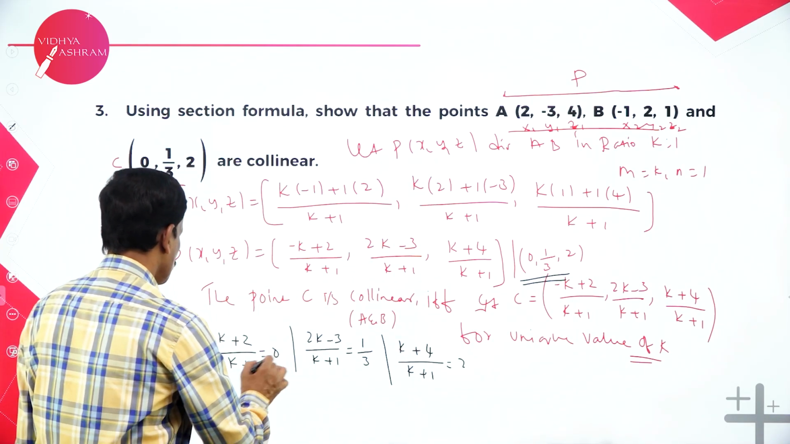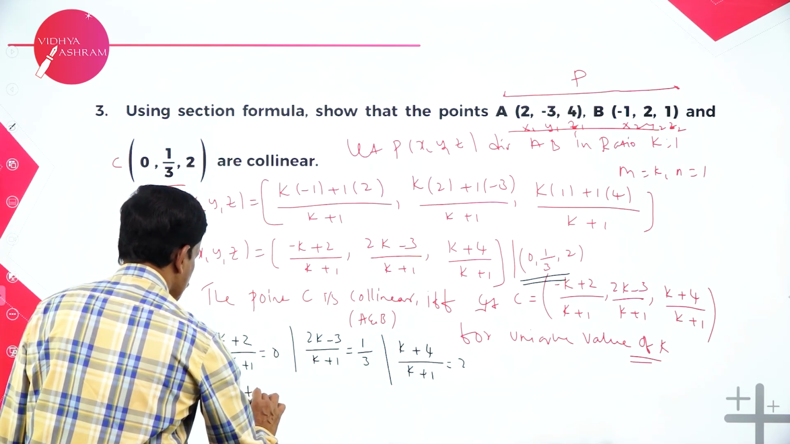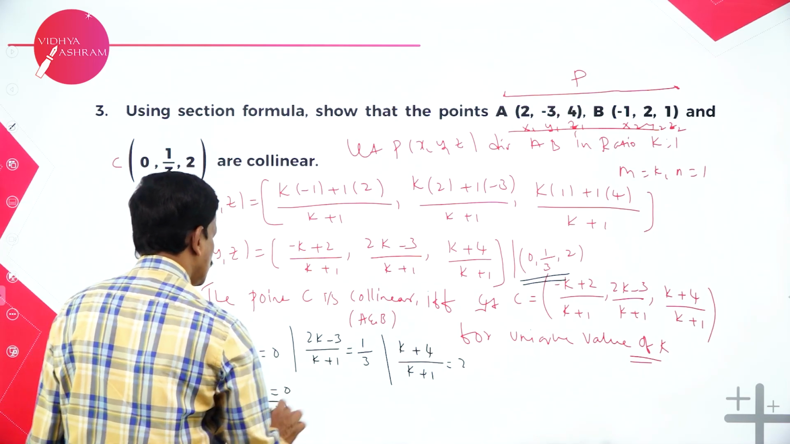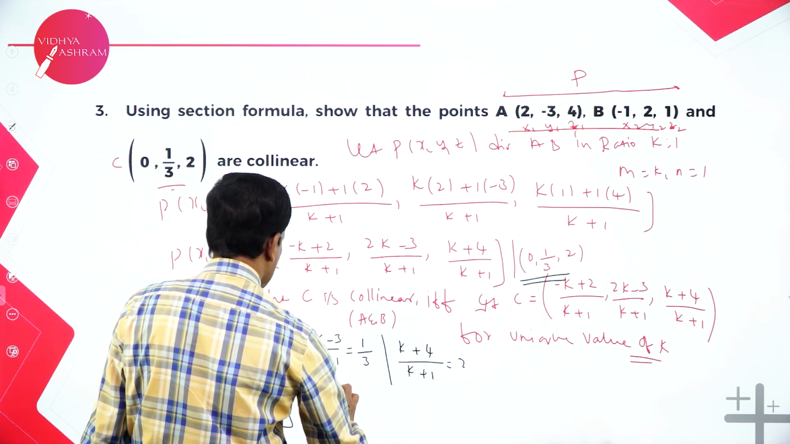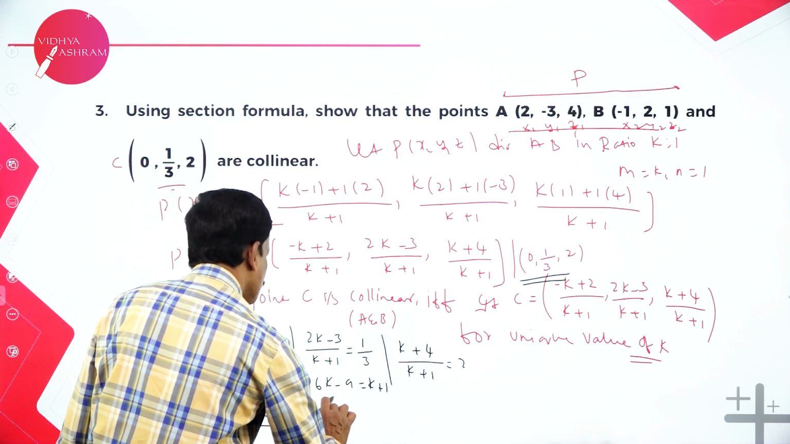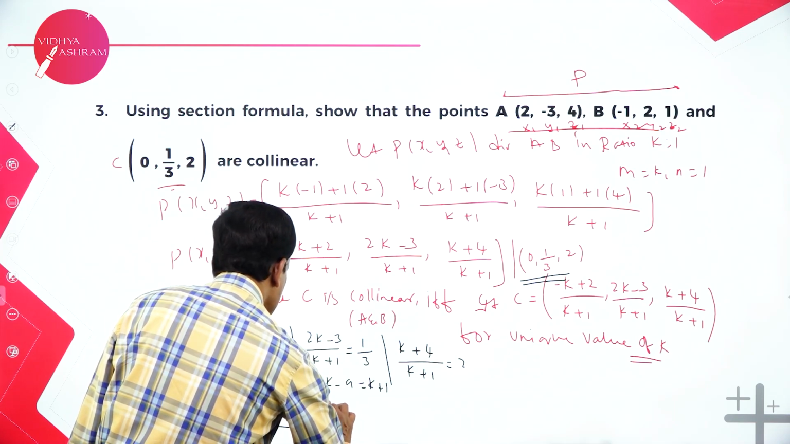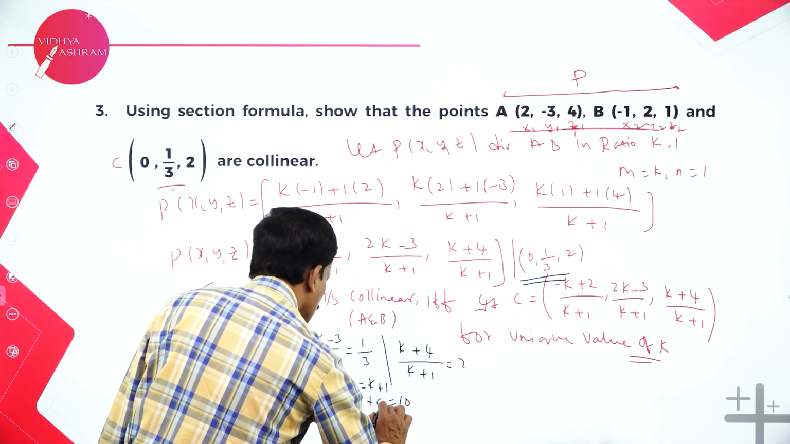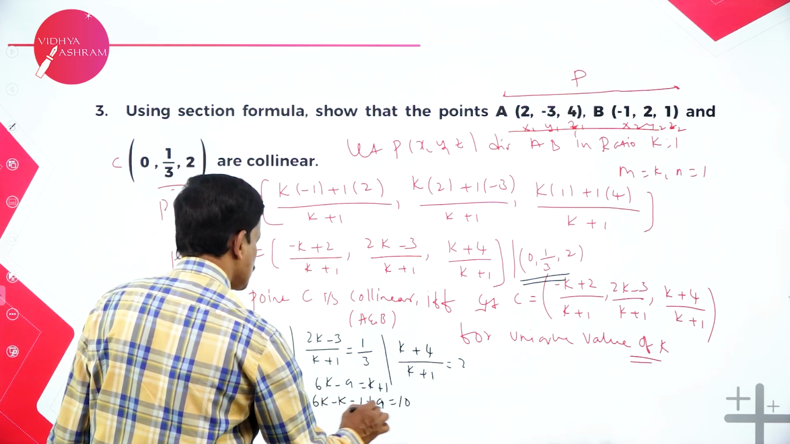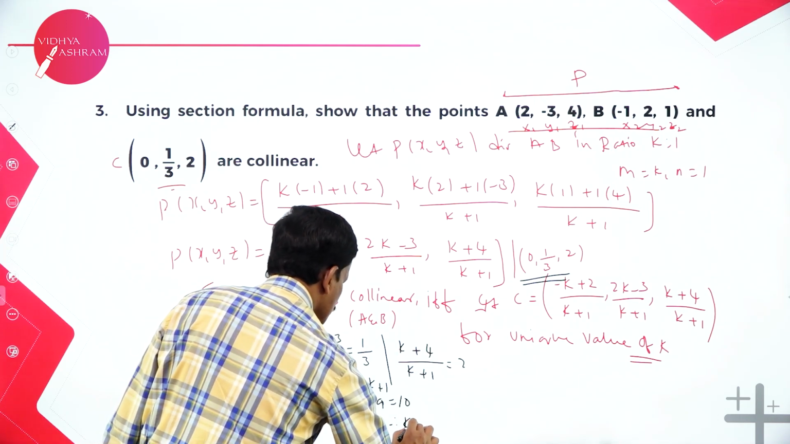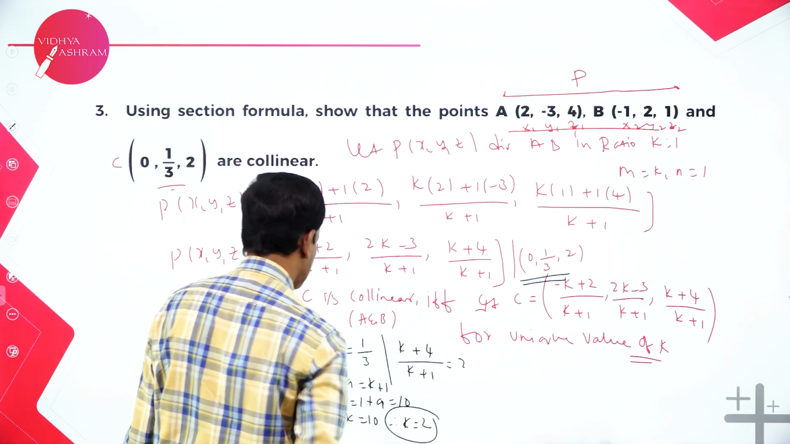Now solve this. If you cross multiply, minus k plus 2 is equal to 0. Therefore, k is equal to 2. Then here, 3 2s are 6k minus 9 is equal to k plus 1. Transfer this. 6k minus k is equal to 1 plus 9, which is 10. So that means 5k is equal to 10. Therefore, k is equal to 2.